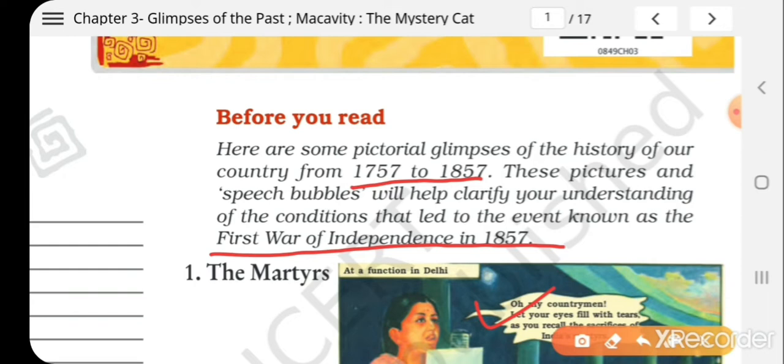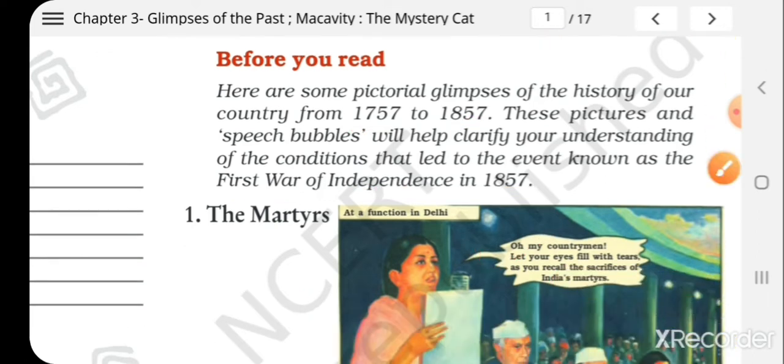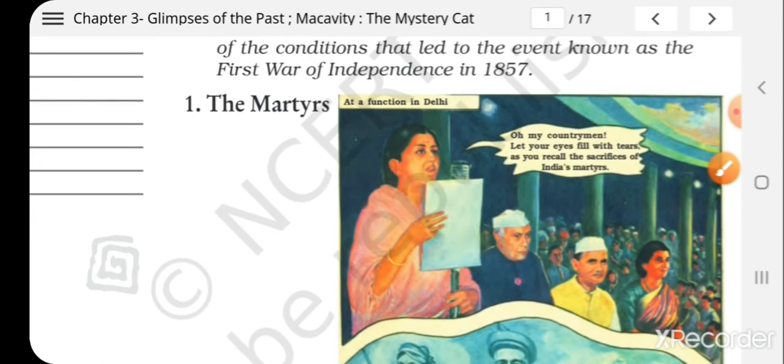So you will know the main incidents, the main conditions of that time in India, those that led to the event of 1857, all of them combined, which led to the war of 1857. So we will know them in this chapter. Topic wise we will read, a kind of timeline. The first topic here is the martyrs.